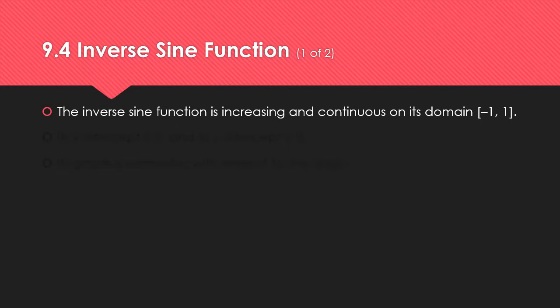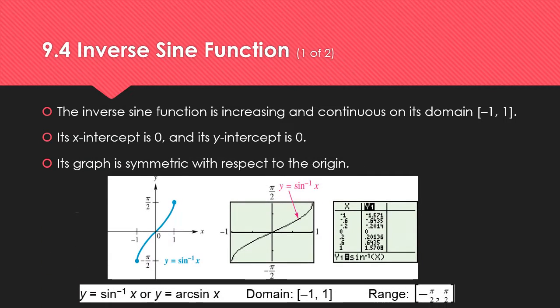The inverse sine function is increasing and continuous over its domain. The x-intercept and y-intercept are both 0. There's a little synopsis of our graph. If you want to pause and study this, do so, and if not, leave the recording running and we'll continue.